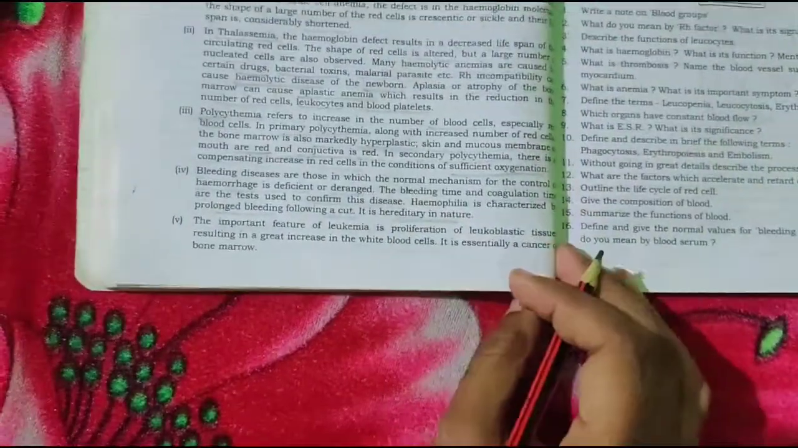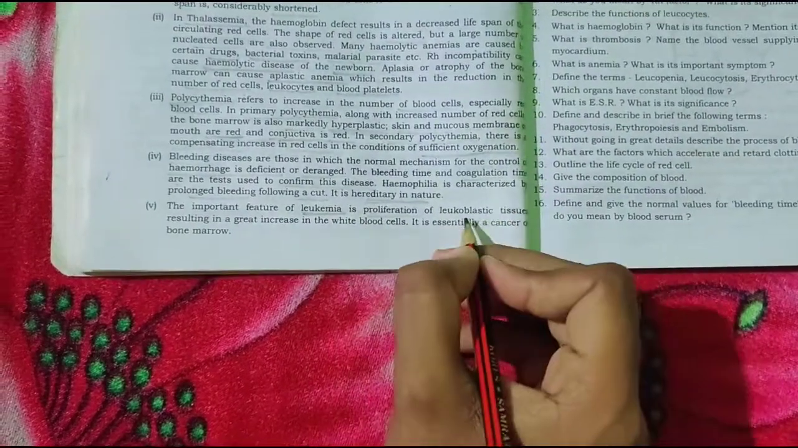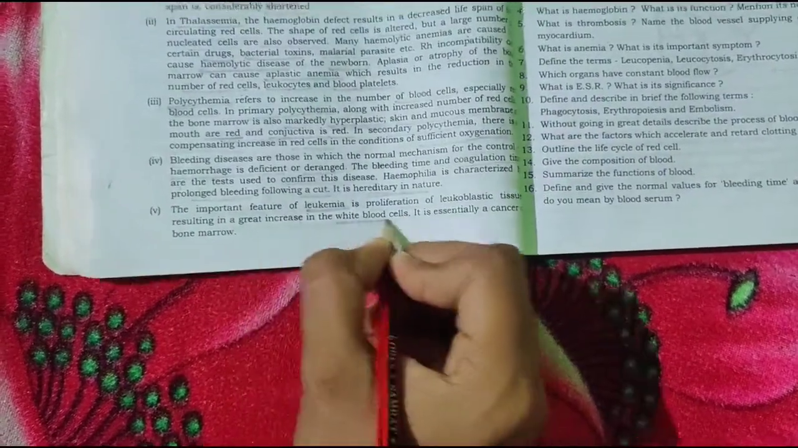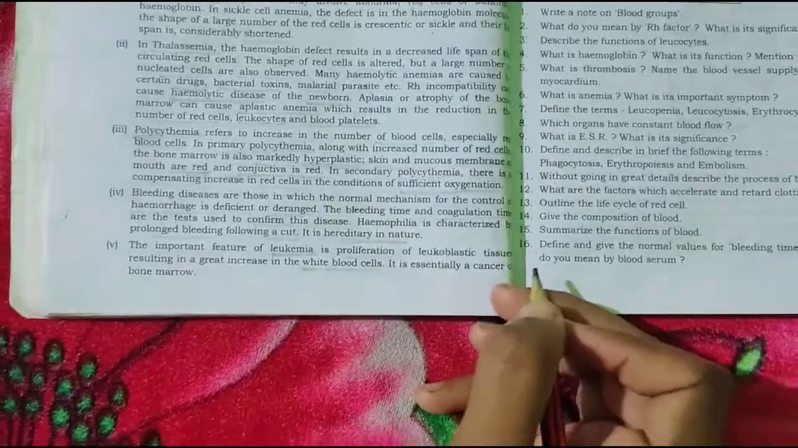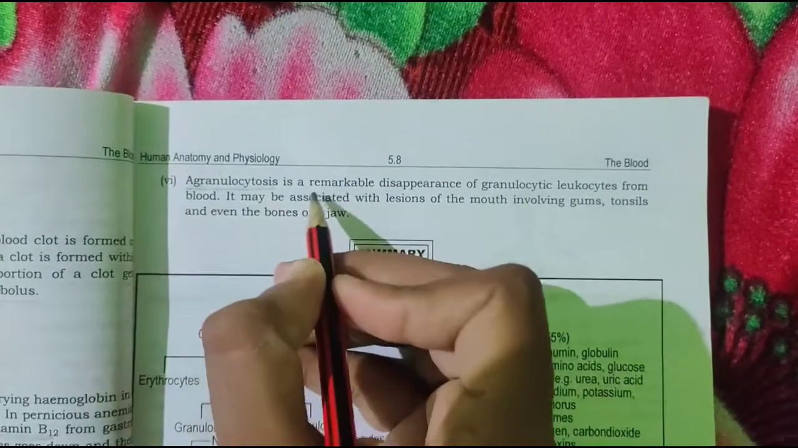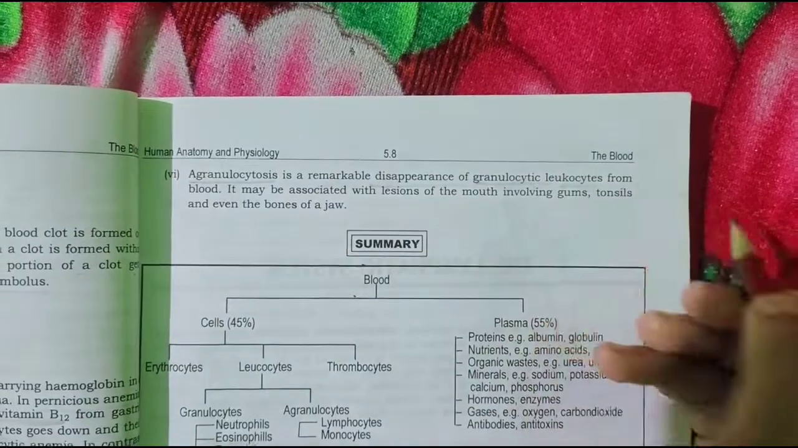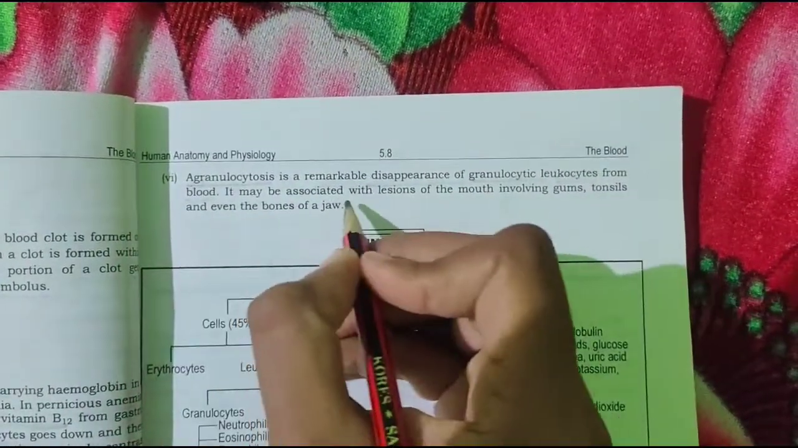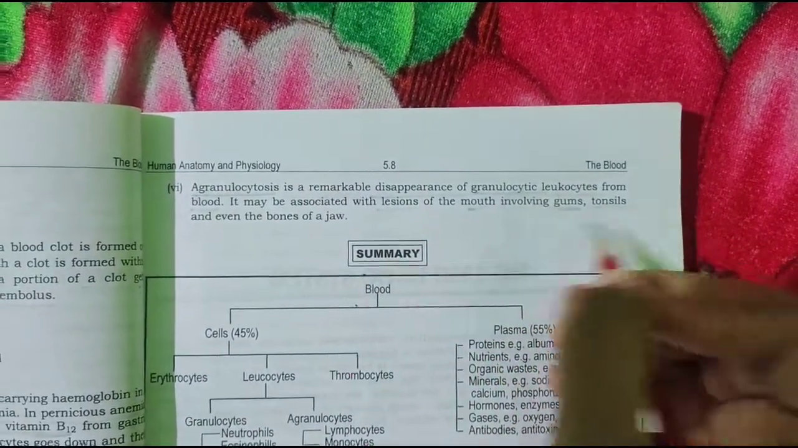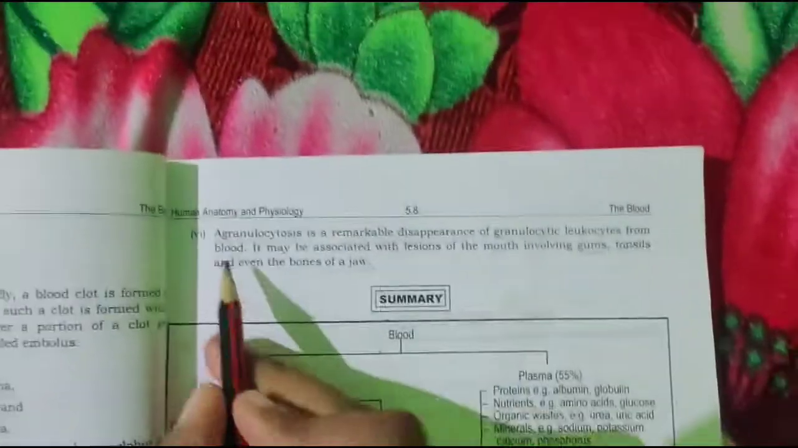Then the important feature of leukemia is proliferation of leukoblastic tissues resulting in a great increase in the white blood cells. It is essentially a cancer of the bone marrow. Agranulocytosis is a remarkable disappearance of granulocytic leukocytes from blood. It may be associated with lesions of the mouth involving gums, tonsils, and even the bones of the jaw. Okay, that is agranulocytosis.